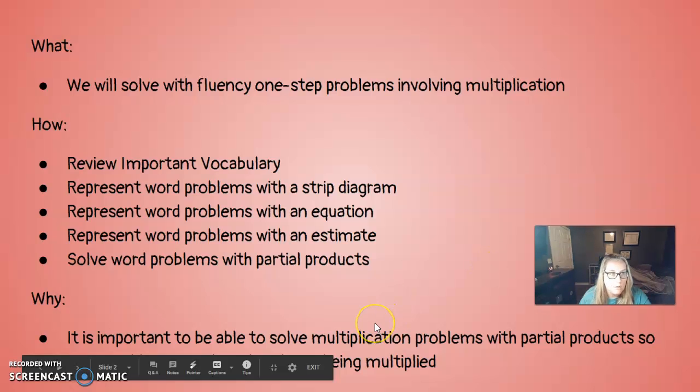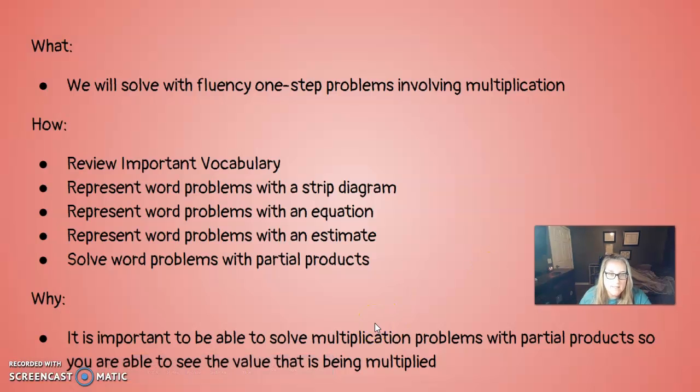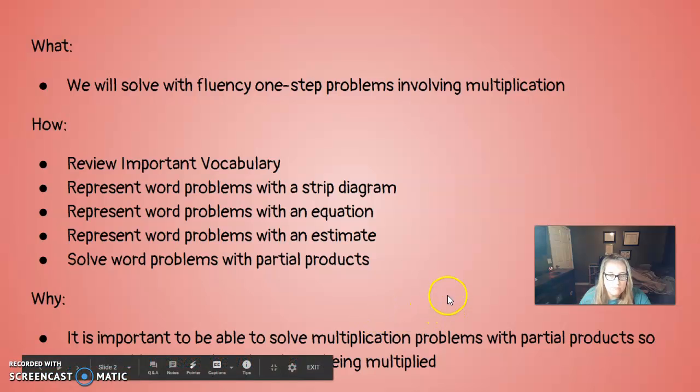Today, we are going to solve with fluency one-step problems involving multiplication. How are we going to do this? Well, we're going to review important vocabulary. We're going to represent word problems with a strip diagram and equation. We're going to use an estimate, and we're going to solve with partial products. And why are we going to do this? Well, it's important to be able to solve multiplication problems with partial products so that we're able to see the value that is actually being multiplied.